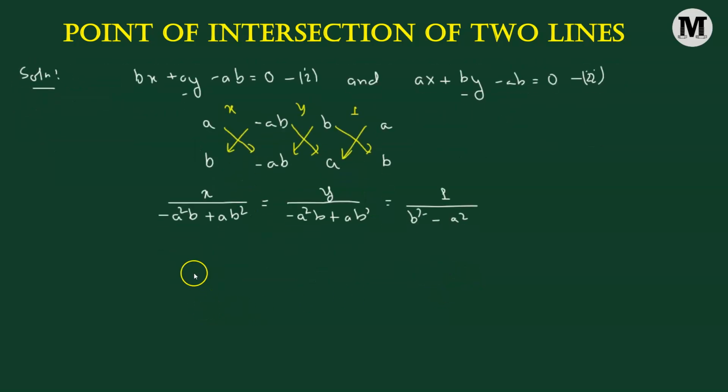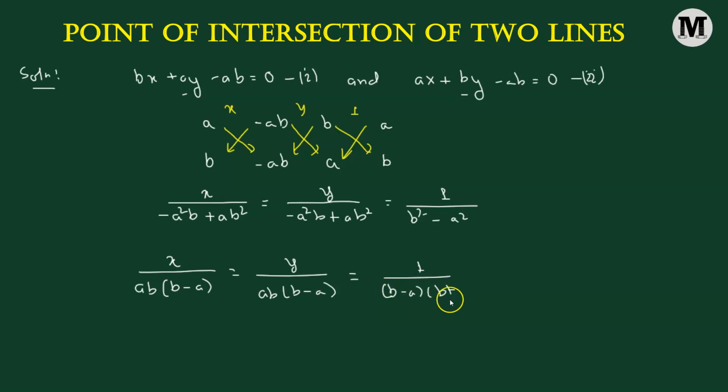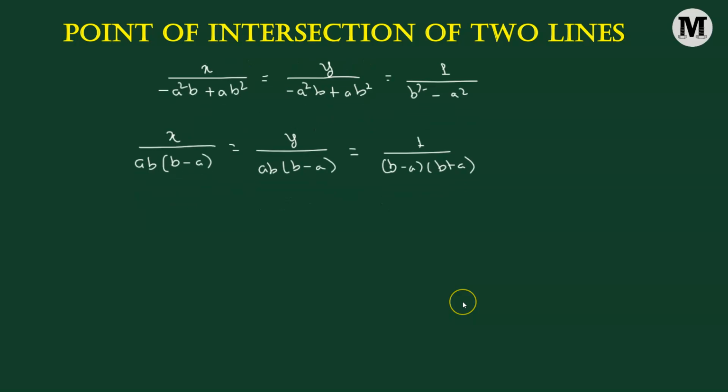So we can have x divided by, from negative a squared b plus ab squared, let's take ab as the common factor, so ab gets multiplied to b minus a. That's equal to y divided by, so here also we're going to take ab as the common factor, so that gets multiplied to b minus a. That's equal to 1 divided by b squared minus a squared. We know the difference of squares is simply the product of b minus a times b plus a.